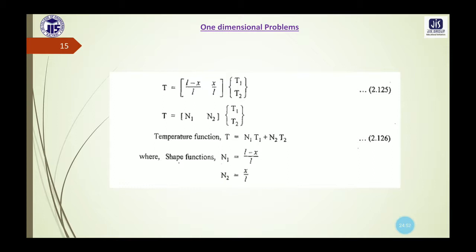So T equals a row matrix of N1 N2 multiplied by a column matrix of T1 T2. So this is actually the temperature function, which is T equals N1 T1 plus N2 T2, where N1 and N2 are the shape functions, and the values of the shape functions are N1 equals L minus x by L and N2 equals x by L.